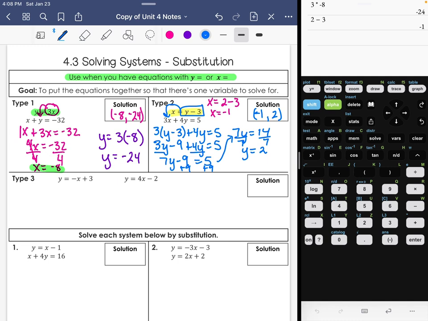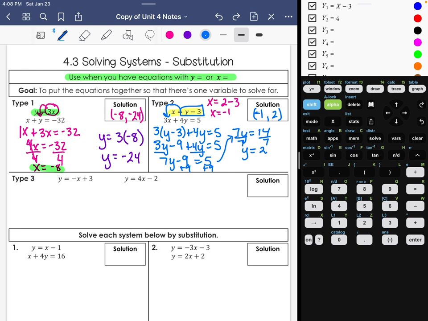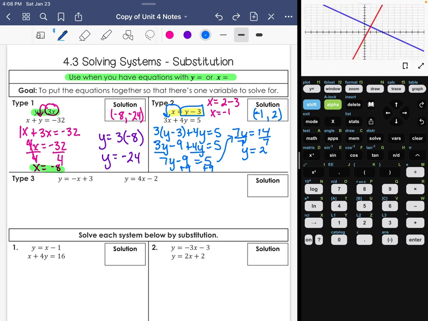Makes sense? Now, type 3, these are already both in y equals mx plus b form. So these would be really, really easy to put into your calculator because they're already in the right form. So I'm going to type them in, and we're going to look at them both in the calculator when we do the work. So when we graph that, that's what they look like.